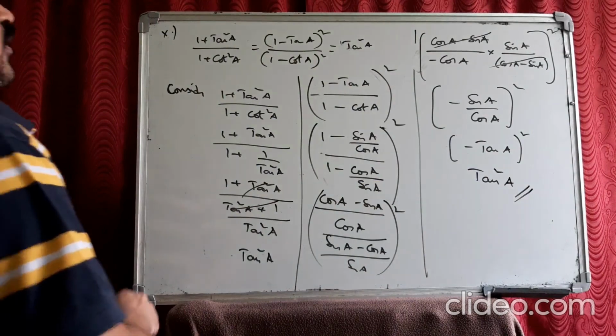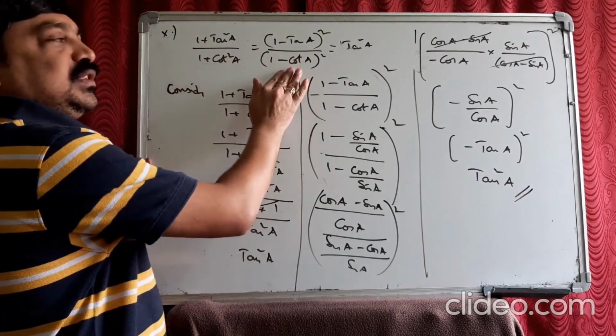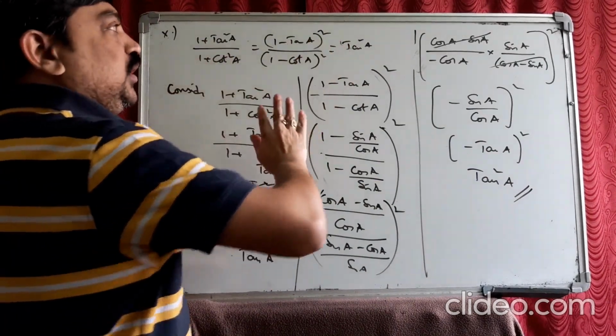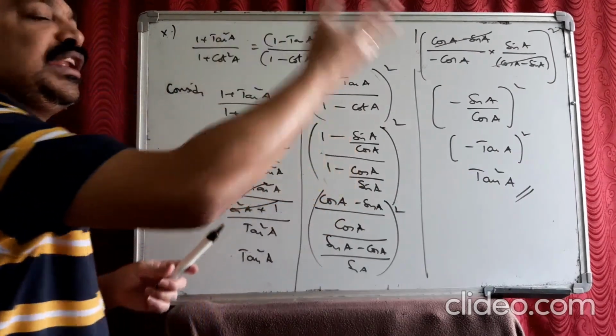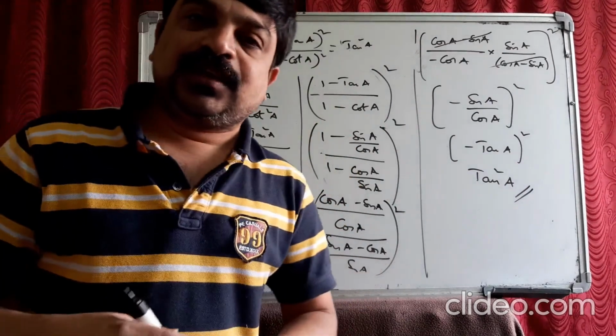Okay. Don't think that we have to prove this equal to this. When all three are equal, you can equate any one of them to any one of the other two among all three. Alright, all the best.